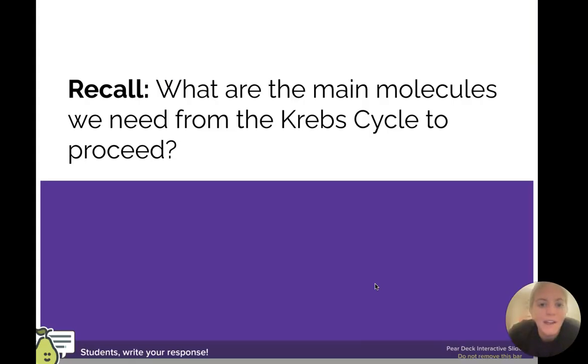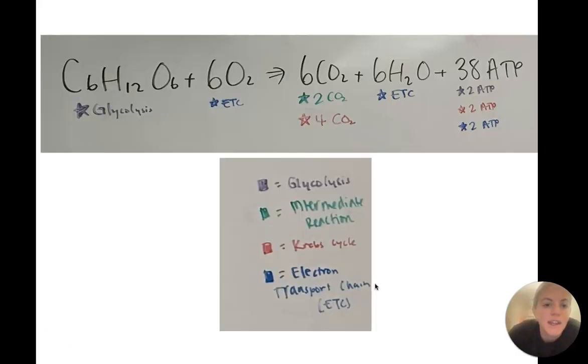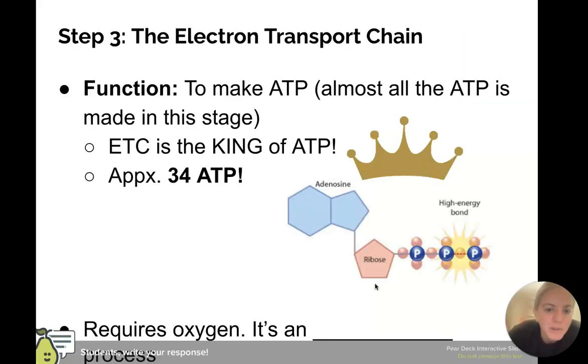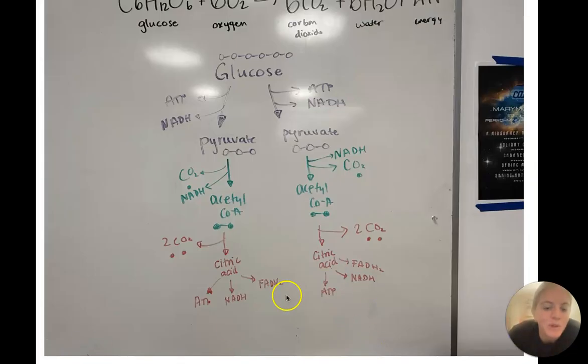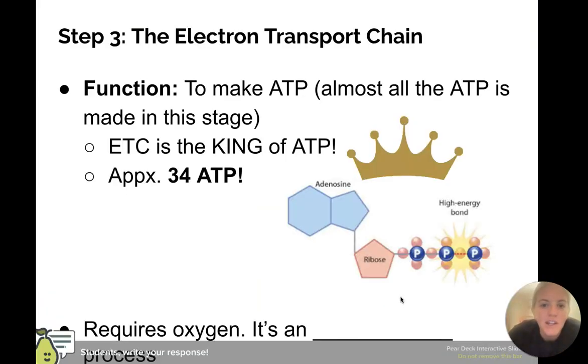The second thing I want you to think about is what are the 2 main molecules we need from the Krebs cycle to move on to the next step? And I mentioned these are probably the 2 most important molecules produced from the Krebs cycle. If you guessed NADH and FADH2, then you're correct. Those are the 2 most important ones because these guys are going to bring high energy electrons to power the next stage. So the main function of the electron transport chain is to make ATP.